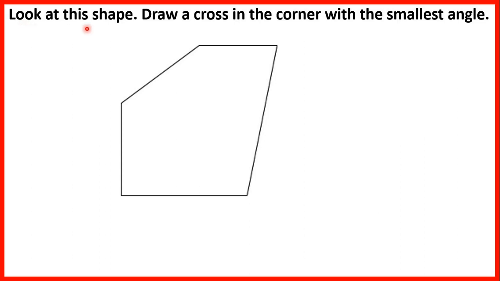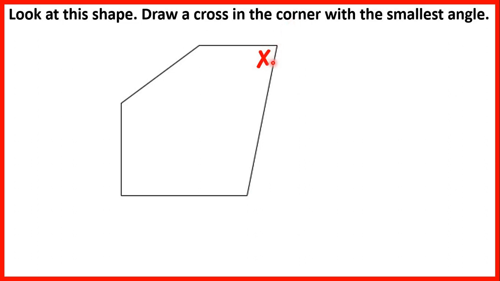Look at this shape. Draw a cross in the corner with the smallest angle. So with this shape, the smallest angle is this angle here. So we need to draw a cross in this corner. All of our other corners are larger. And we can see that this is the only acute angle, the only corner that's an acute angle.